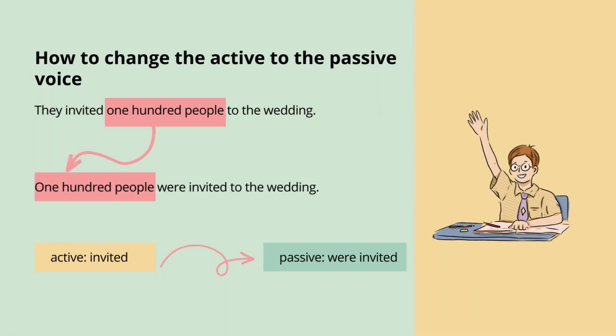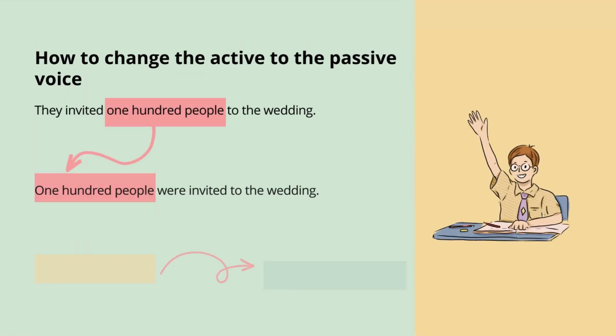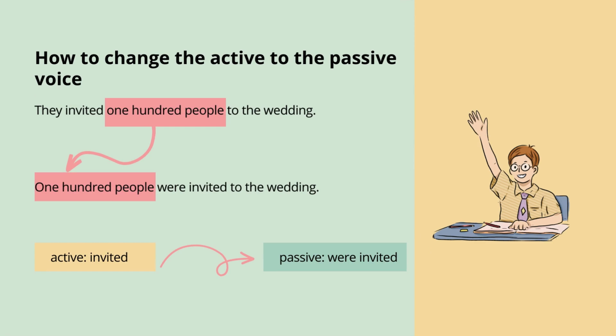How to change the active to the passive voice. They invited 100 people to the wedding. 100 people were invited to the wedding. Active, invited. Passive, were invited.